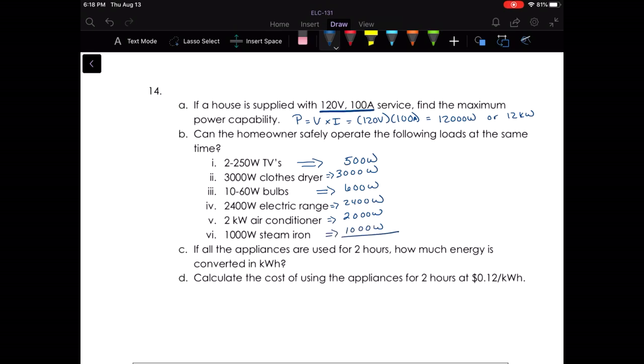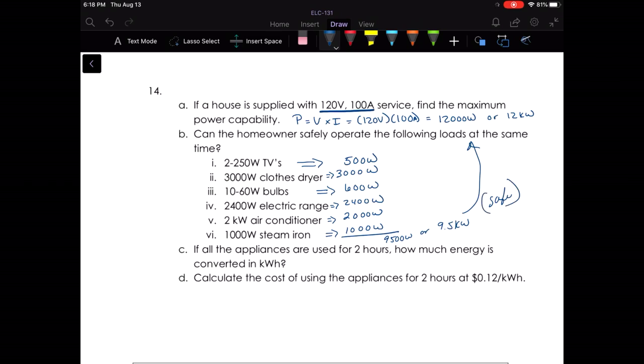So if we add all these together, what does that make? We've got 3500 here, another 3000 here, so that's 6500. So we have about 9500 watts, or 9.5 kilowatts. Well, that's definitely lower than 12 kilowatts, so yes, it's safe.